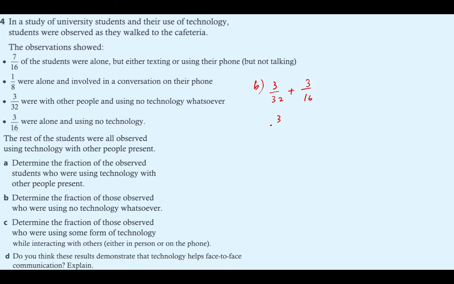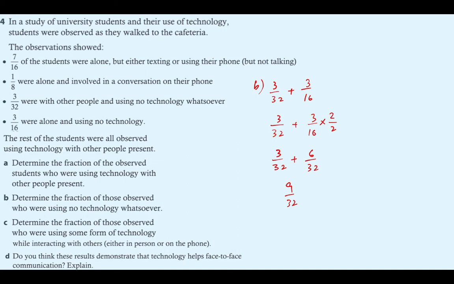Now we make the denominators same by multiplying this by 2 over 2. So 3 over 32 plus 6 over 32, that makes 9 over 32. Now for part C, it says determine the fraction of those observed who were using some form of technology while interacting with others, either in person or on phone.